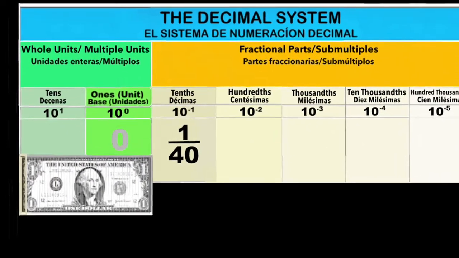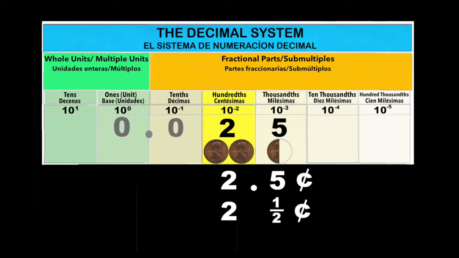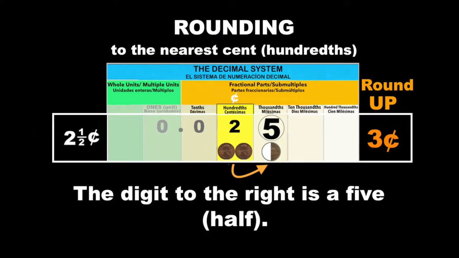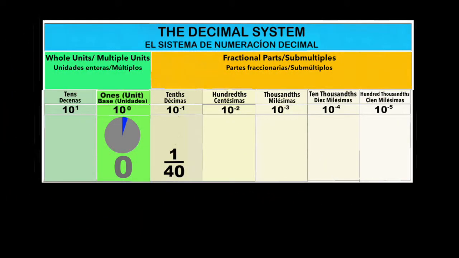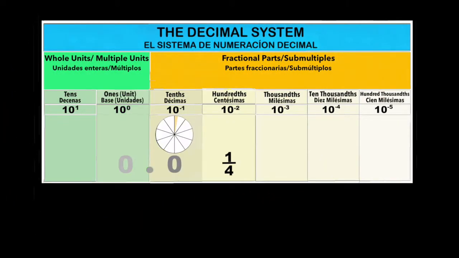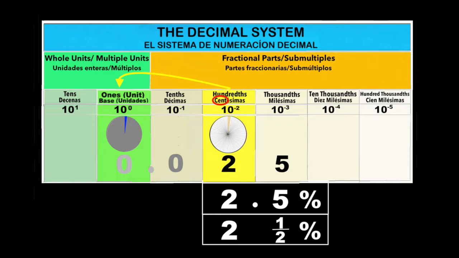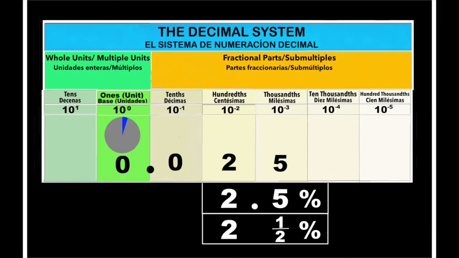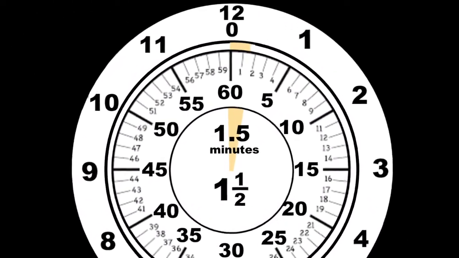1/40th of a dollar, 2 1/2 hundredths, 2 1/2 cents. Round up to 3 cents. 1/40th, a quarter tenths, 2 1/2 hundredths, 2 1/2%. 9 degrees, 1 1/2 minutes.